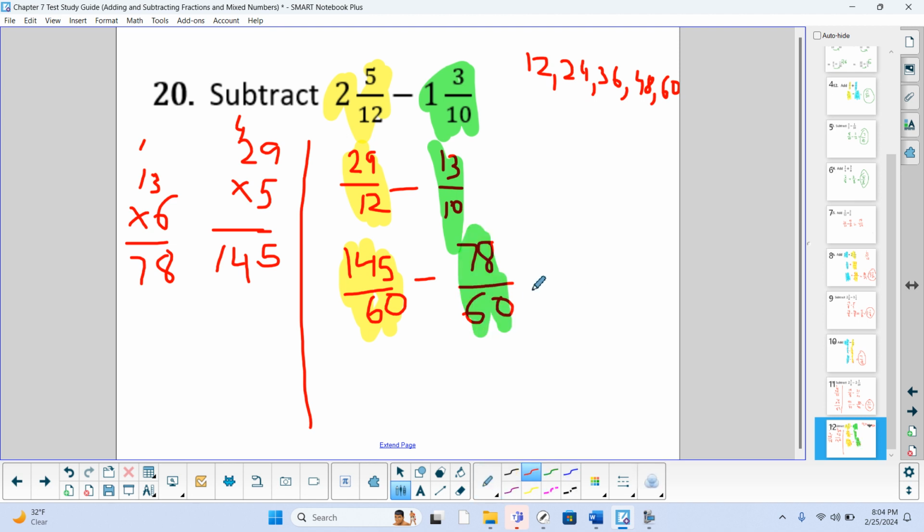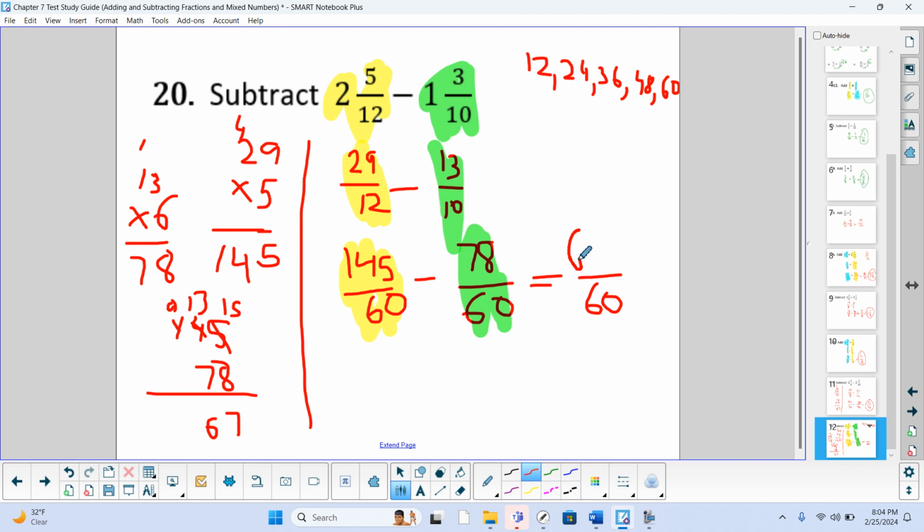So now I need to just figure out what 145 minus 78 is, because I know that answer is going to go over 60. If I can't do that in my head, and usually I cannot, I'm just going to do 145 minus 78. Okay. 5 minus 8 can't do, so I'm going to regroup. That becomes 3. This becomes 15. 15 minus 8 is 7. 3 minus 7 I can't do, so I'm going to regroup. That's going to give me 13 minus 7 is 6.